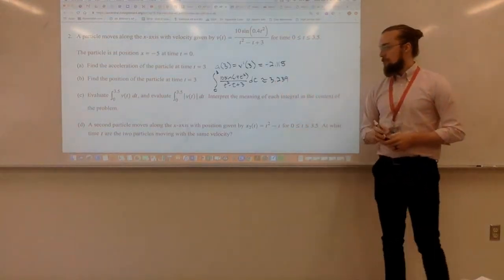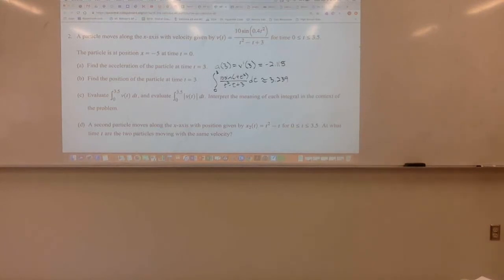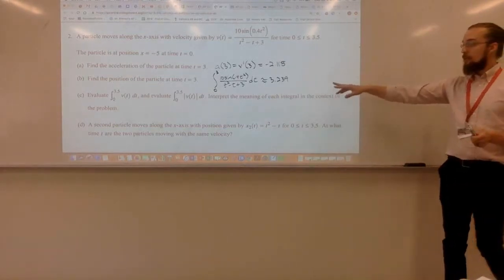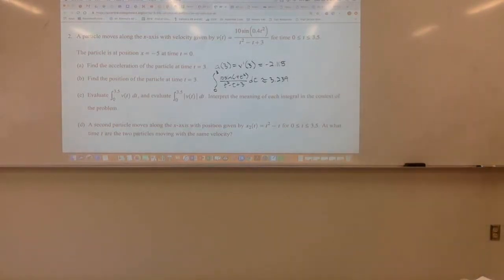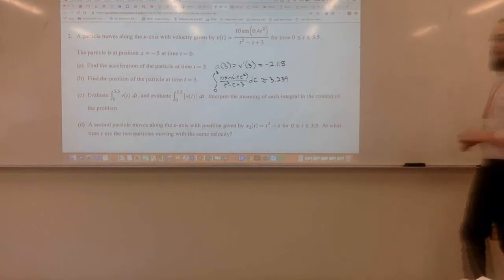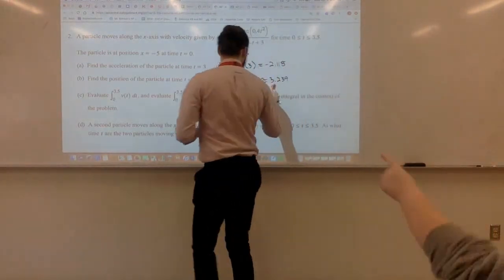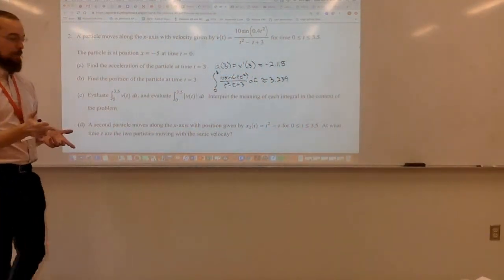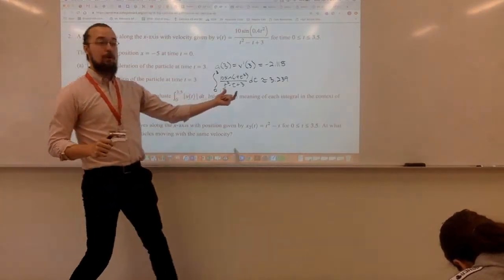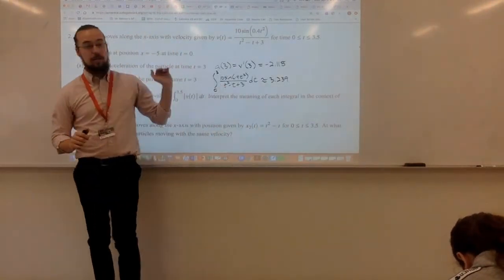So is that my final answer for B? You have to do the lines. No. This number is how far the particle moved from 0 to 3 seconds.